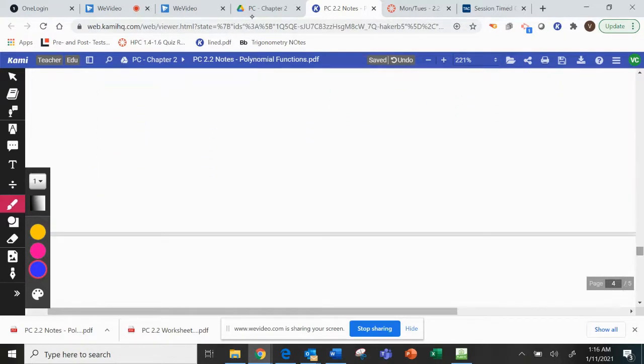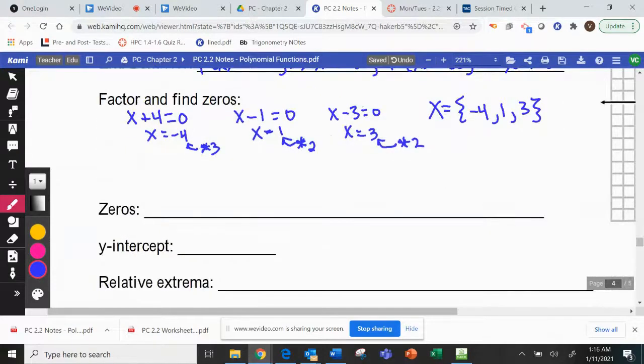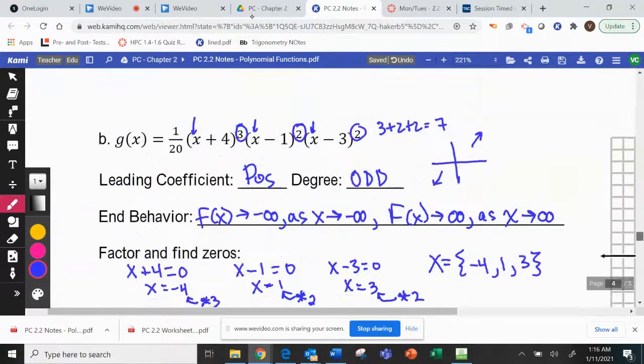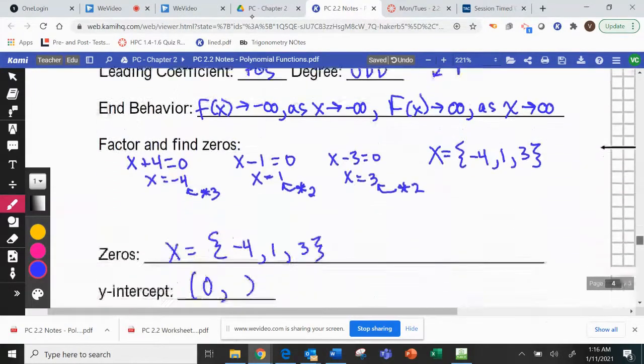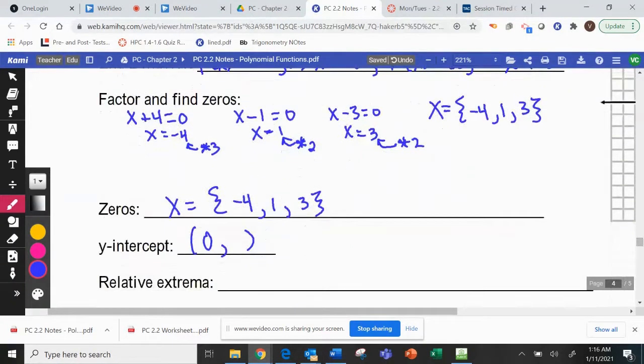Find my zero. Sorry. Now the y-intercept. For the y-intercept, x is going to be 0, so we have to plug in and find what the y-intercept is going to be. So I'm going to have 1/20th times 0 plus 4 to the third times 0 minus 1 squared times 0 minus 3 squared.